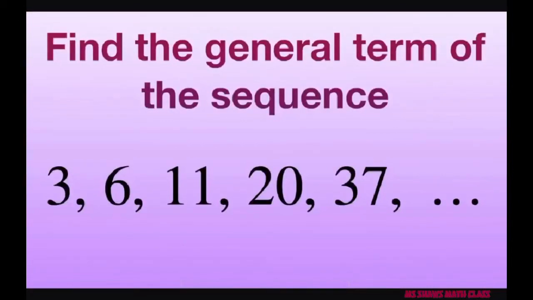Everyone, we're going to find the general term of the sequence 3, 6, 11, 20, and 37. So we're finding the explicit formula, like a sub n. So I'm going to write this out: 3, 6, 11, 20, and 37.